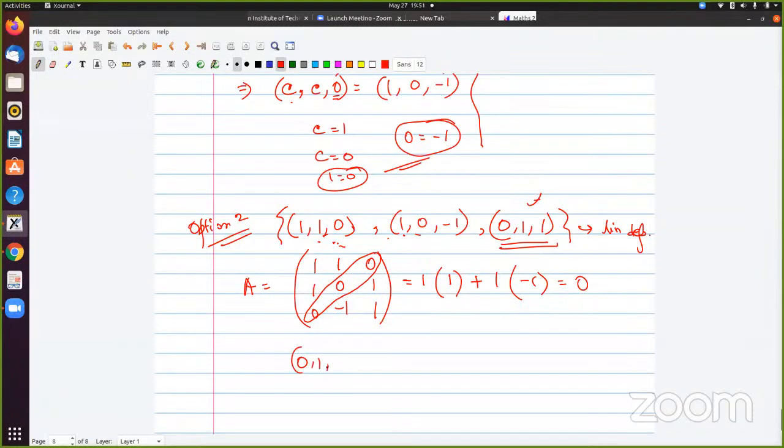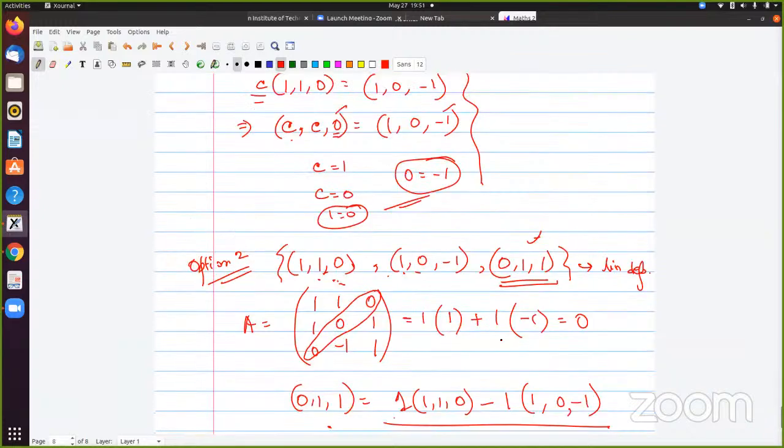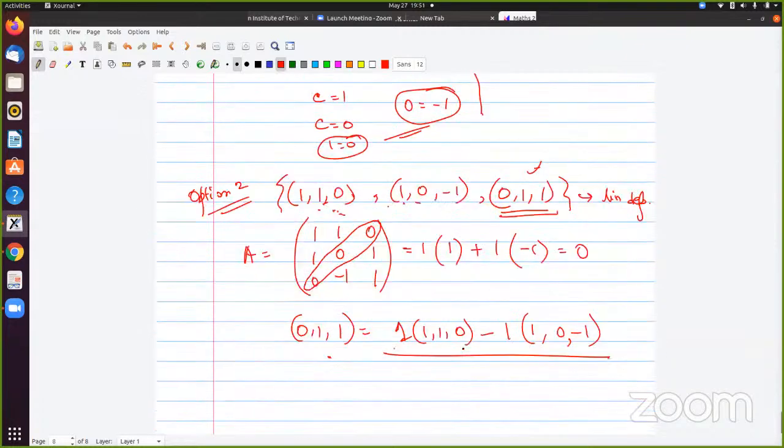If you see that 0, 1, 1, one minute. So I think it is 1 into 1, minus 1 into 0. So you can see the third one is lying in the span of the previous two, right? Okay, sir. Thank you. So only checking scalar multiplication of one vector is not enough in this case. So the second option is also correct.